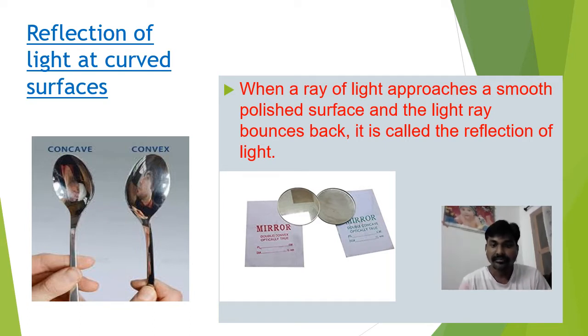Then we know the laws of reflection of light that already we studied in previous classes. A light ray incident at an angle with the normal at the point of incidence will get reflected making equal angle with the normal. So that means the angle of incidence is equal to angle of reflection.